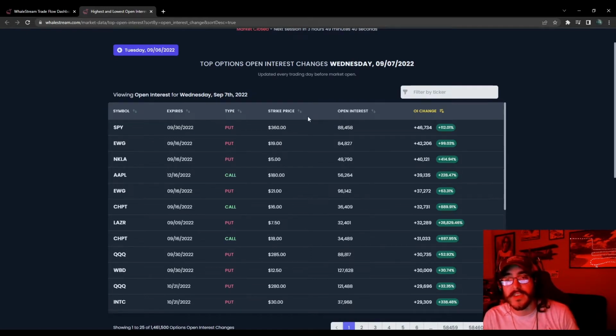One, open interest is also commonly referred to as OI. It refers to the amount of contracts that are available on a certain strike for a company. So looking through the right side over here, you can see 28,000% over here on Laser, for expiration 909, that would be this week, put at 750, open interest 32,289 contracts. That's a lot.